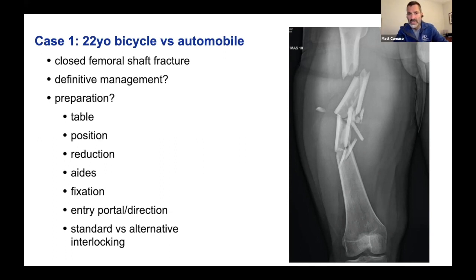I think we all agree that the ideal management in this healthy young man is going to be an intramedullary device, but there's lots of things to think about. And so, Mackenzie, maybe you could bring up the first question. In preparation, which of the things is most important to you as you put together a plan? Because some of these things will direct what the other choices are, right? So perhaps the table may determine how you reduce the fracture, or what the entry portal is. But what is your priority? I want you to choose which is your priority and which drives the rest of the decisions.